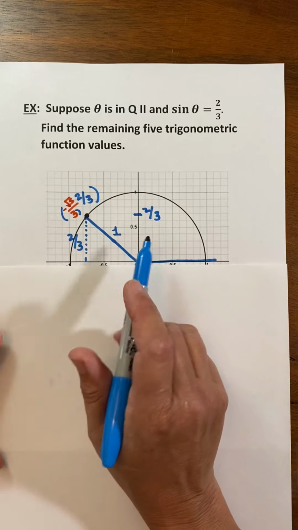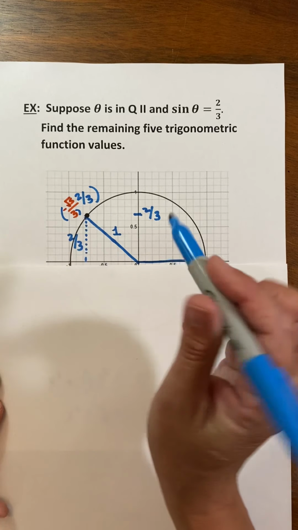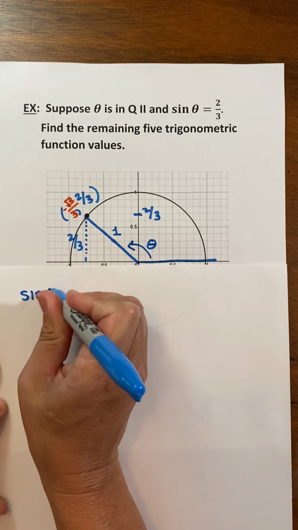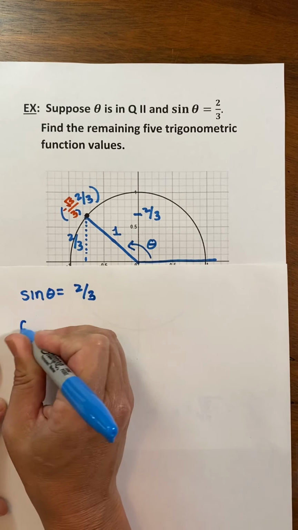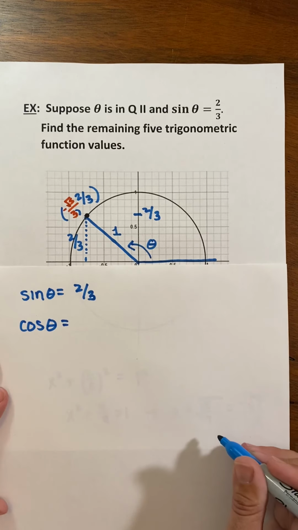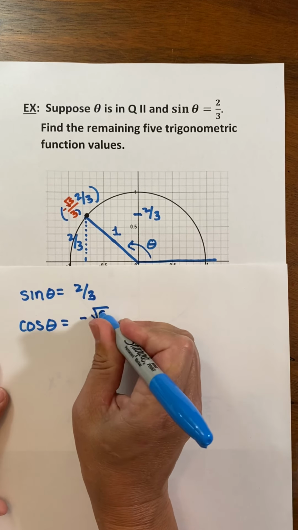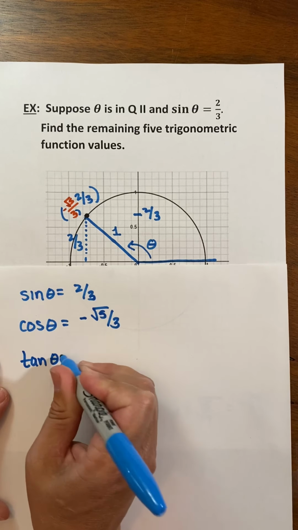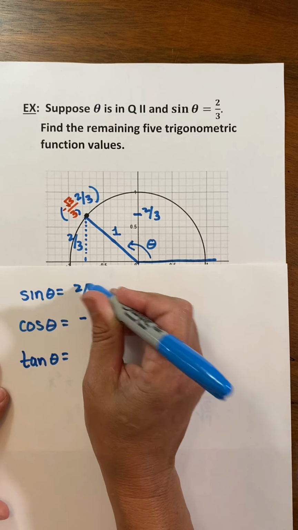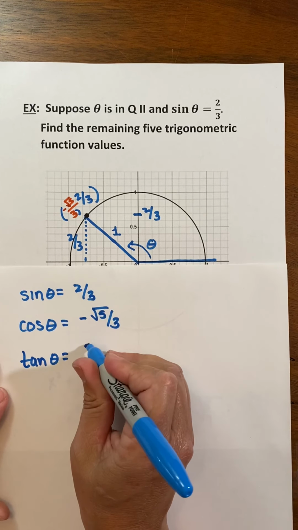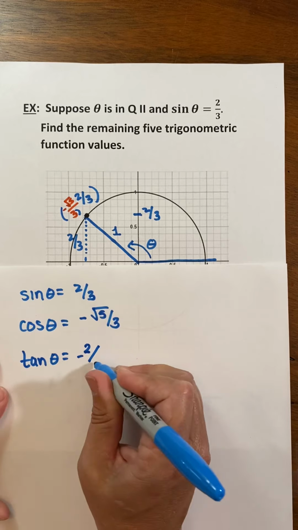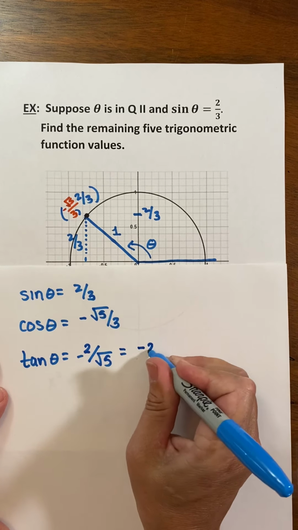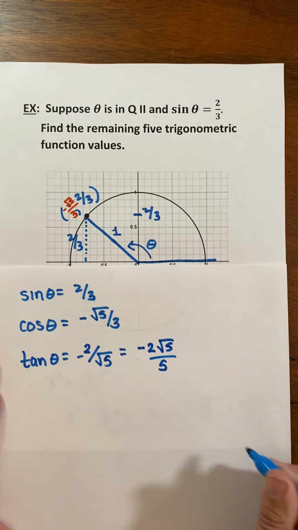So now that we have our picture drawn, we have the point that this angle intersects the unit circle. We know that the sine of the angle is 2/3. We just found the x coordinate using Pythagorean's theorem. It's negative square root of 5 over 3. The tangent of the angle, notice the denominators are the same, so when I put y over x, the denominators cancel, and we get 2 over the square root of 5, and it's going to be negative. We're going to rationalize this. So negative 2 square root of 5 over 5.